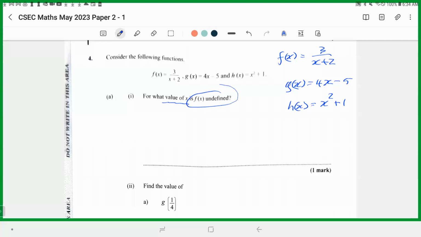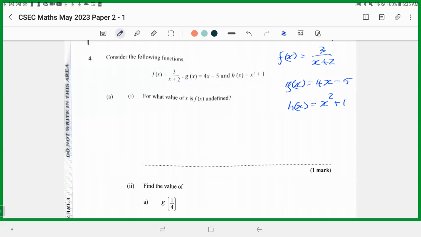makes f of x undefined. As you can see, f of x is a fraction. A fraction becomes undefined when the denominator is equal to 0, because we cannot divide by 0. Undefined means a quantity that we don't know what it is. When the denominator is 0, f becomes 3 over 0, which if you put in the calculator, you're going to get an error message. It cannot be worked out, because basically there is an infinite number of times that you can take 0 from 3.